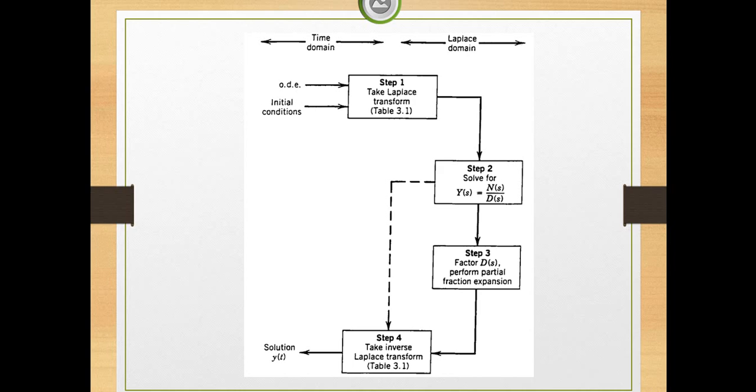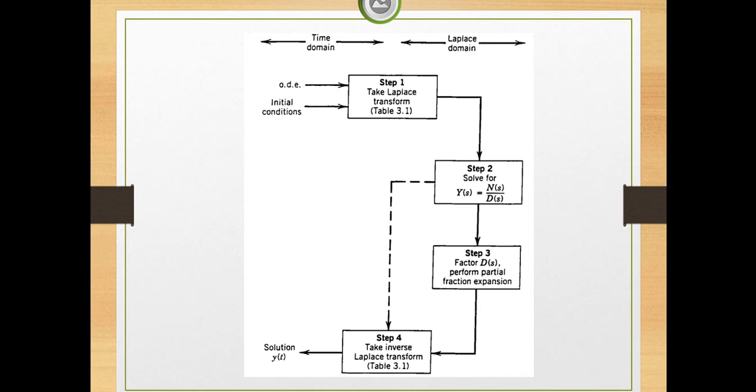After that, you convert your given equation into the form n of s over d of s. What does this imply? You will set aside one side of your equation to y of s, and the rest of the terms that do not contain y of s should be written on the other side, and it will result in this expression. The n here simply means numerator, the d here means denominator, telling you that both the numerator and the denominator of this expression are functions of s.